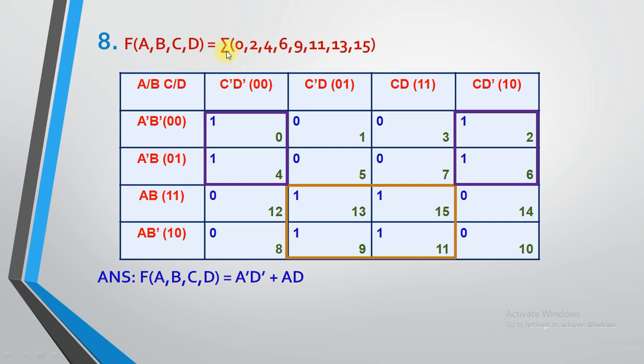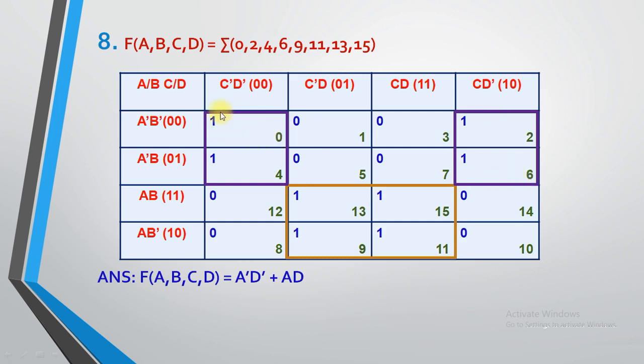Now after that, what is the sigma value? 0 to 4, 6, 9, 11, 13 and 15. So all these boxes contain value 1. In the rest of the boxes, either you can place value 0 or you can keep them blank. Now see, this particular box is a corner representation.